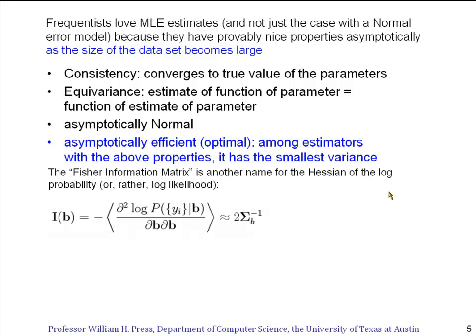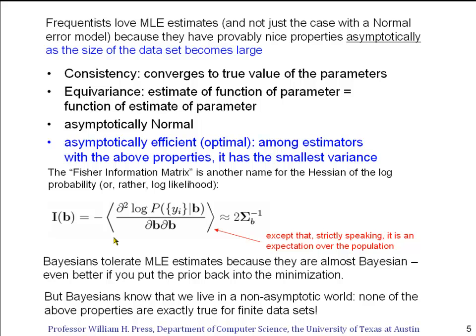Frequentists have a different name for what we've been calling the Hessian matrix of the chi-squared. They view it as the second partial derivative of the log of the probability of the data given the parameters. This is, of course, the likelihood of the data. And this is called the Fisher information matrix, and its relationship to the inverse of the covariance matrix of the parameters is as shown here. The only difference is the Fisher information matrix technically has an expectation brackets here. It's an expectation over the population. Not to worry.